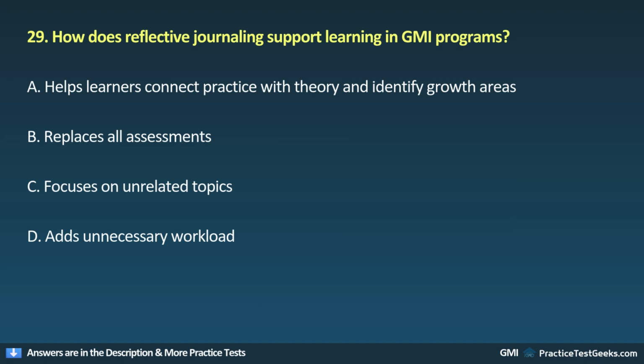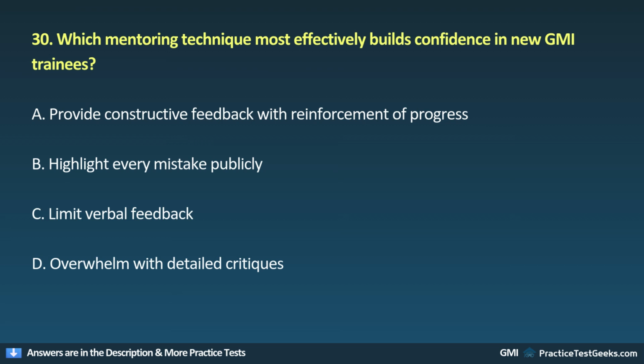29. How does reflective journaling support learning in GMI programs? A. Helps learners connect practice with theory and identify growth areas. B. Replaces all assessments. C. Focuses on unrelated topics. D. Adds unnecessary workload.